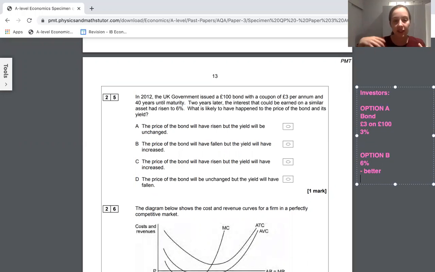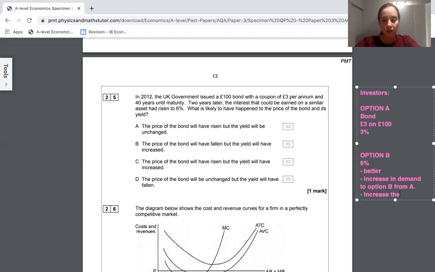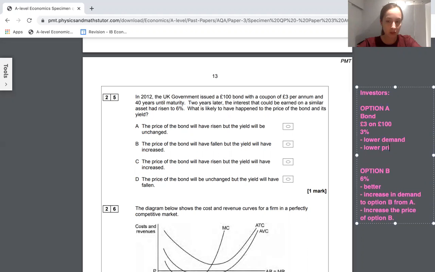So when B gets launched and introduced to the market, investors are going to switch away from option A and go to option B. So there's going to be an increase in demand for option B from A. That's going to increase the price of option B, but because demand has fallen for option A, you're going to get a lower price for option A. So here it's asking about that original option, option A. I'm going to say the price will fall. Based on that, we know the answer is B.